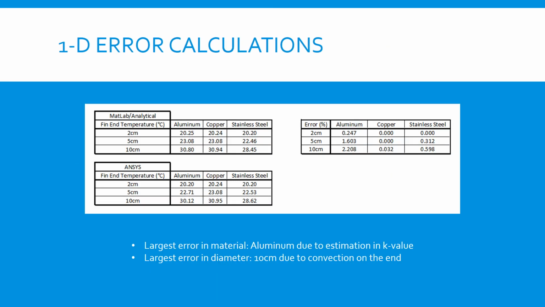The one-dimensional error calculations show that there is very little error between the one-dimensional assumption and the Ansys calculation for minimum fin temperature, which occurs at the end of the fin. The errors that do occur are at the largest diameter tested and in aluminum. In aluminum, the 1D approximation used a constant conduction coefficient, and the Ansys approximation for aluminum conduction coefficient was temperature dependent.